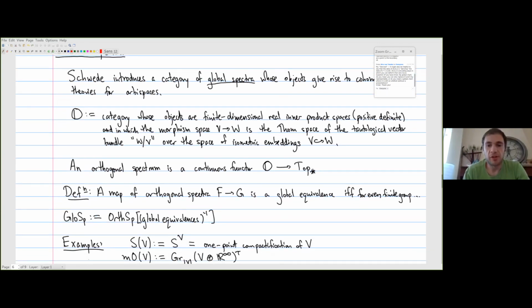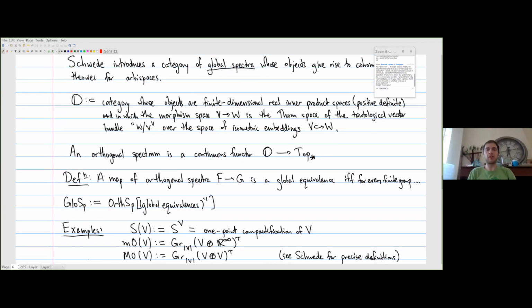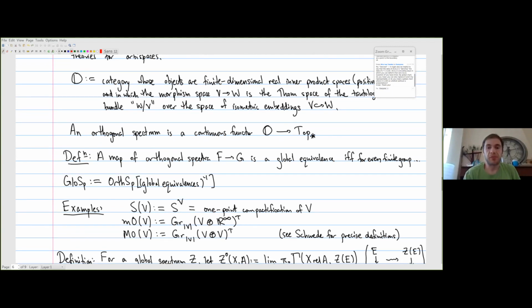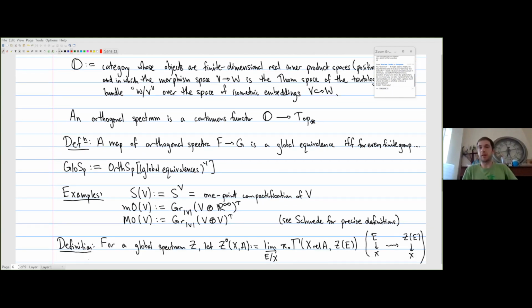Okay, so these are some examples of orthogonal spectra. The latter two are defined by Schwede. The first one is simply the sphere spectrum. Okay, so here's the definition I really want to talk about. This is the recipe for going from a global spectrum to a cohomology theory for Orbispaces.